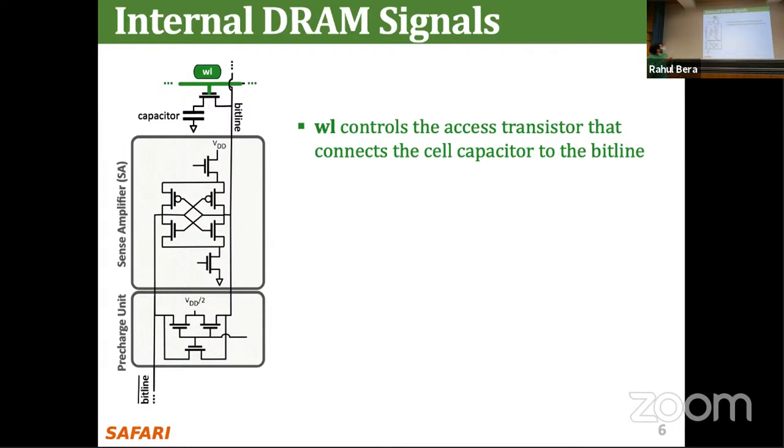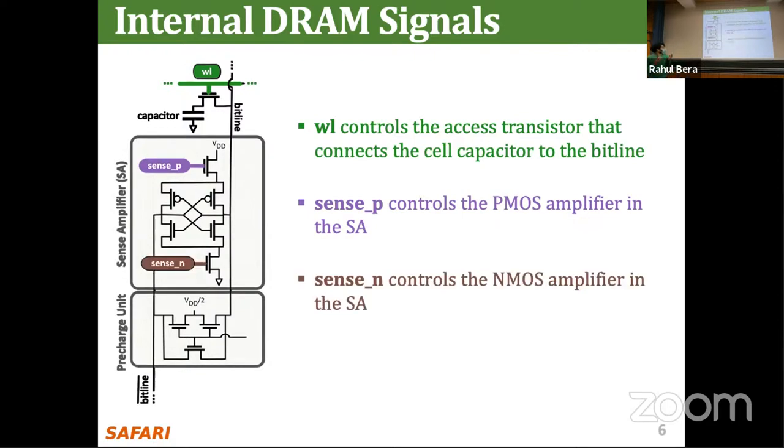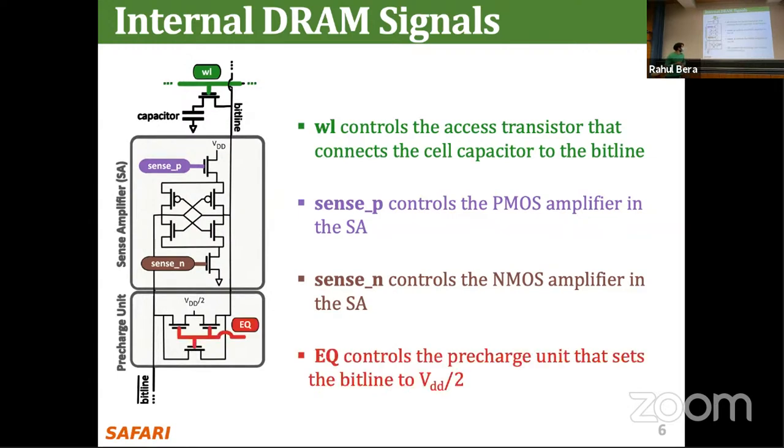DRAM operates with some internal signals. These four are some of the most important, and we will use them in our work. First, the word line controls the access transistor that connects the cell capacitor to the bit line. Then we have the sense P signal that controls the PMOS amplifier in the sense amplifier. We have the sense N signal that controls the NMOS amplifier in the sense amplifier. And then we have the EQ signal that controls the precharge unit that sets the bit line to half VDD when we need to prepare the bit lines for the next access.